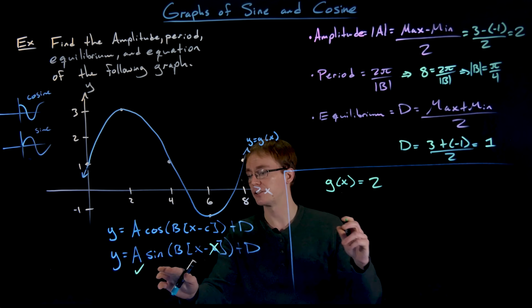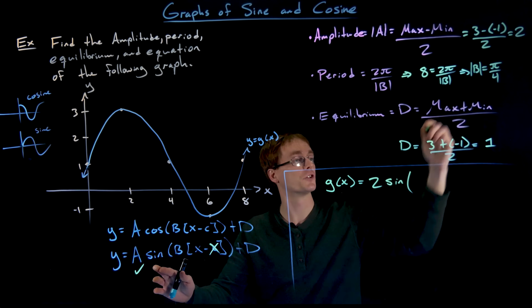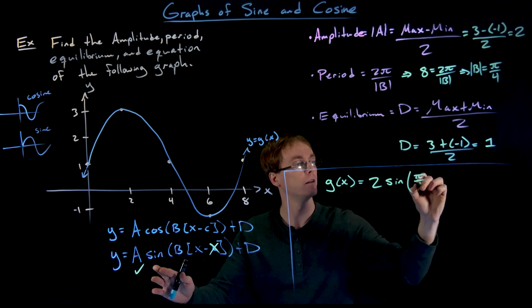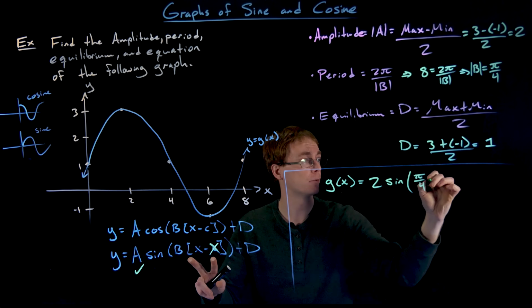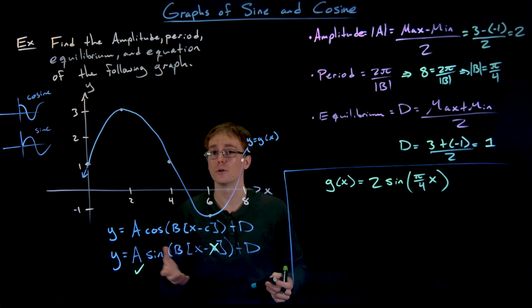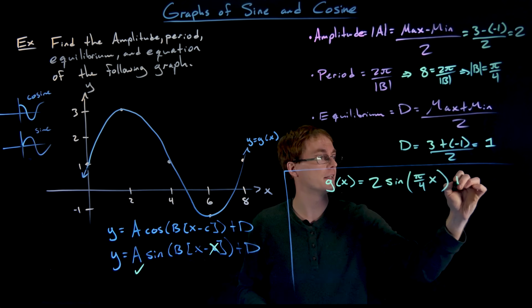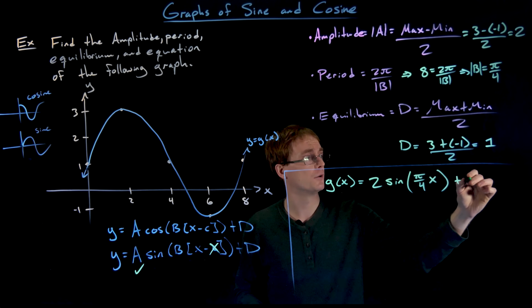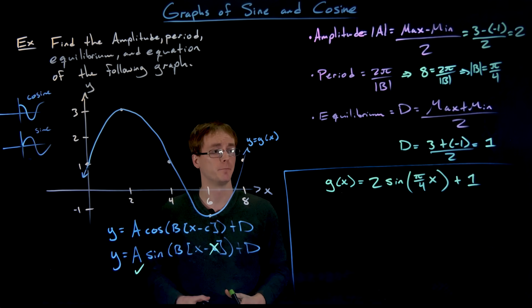So far we're looking like 2 times sine of b. b was pi over 4. We have to multiply our b value by the quantity x minus c, but we said c was 0, or it didn't matter, right? That's why we chose sine, so we didn't have to worry about a horizontal shift. Then we have to add to this our d value, our equilibrium or midline value, and that's just plus 1.